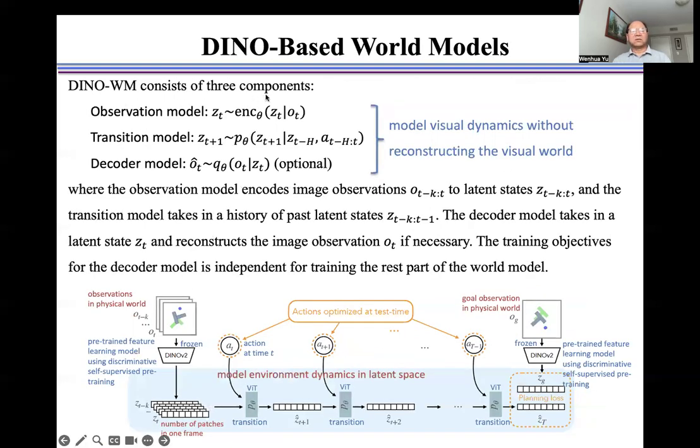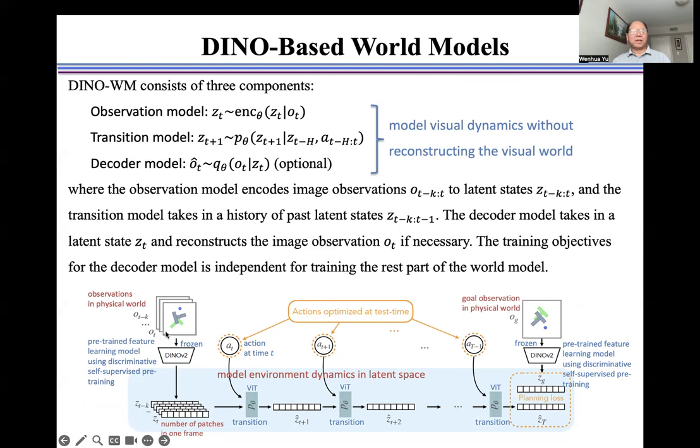The DINO-WM model consists of three components, namely the observation model, the transition model, and an optional decoder model. The observation model encodes image observations O to latent states Z, and the transition model takes in a history of past latent states Z. The decoder model takes in latent state ZT and reconstructs the image observation OT if necessary. The training objective for the decoder model is independent of training the rest of the world model.